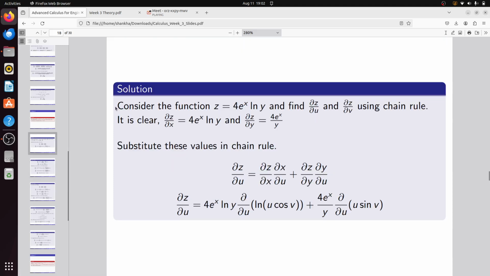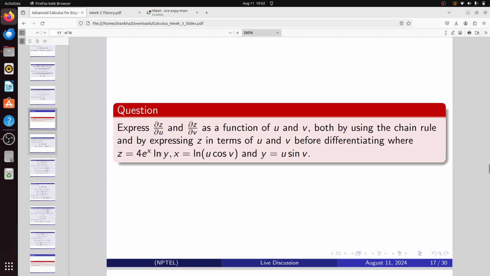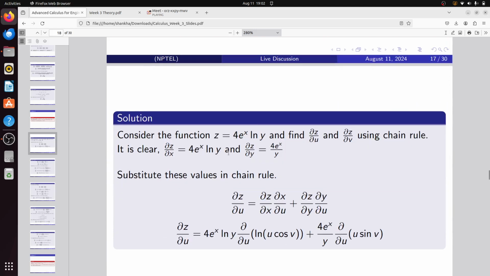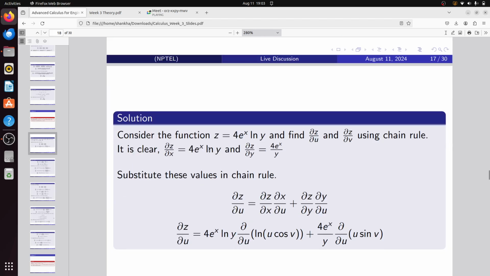Okay, so consider the function z equal to 4 e to the power x ln y and find del z del u and del z del v using the chain rule. It is clear what del z del x will be: 4 e to the power x ln y. And your del z del y equal to 4 e to the power x by y. So substitute these values in the chain rule.